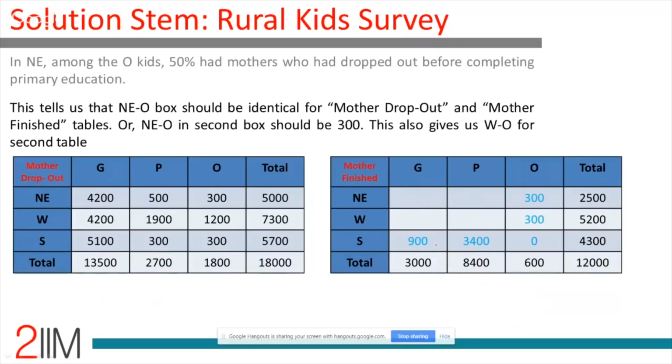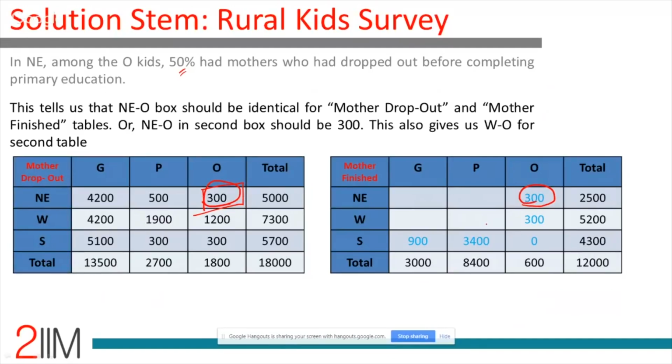In Northeast, among the O kids, 50% had mothers who had dropped out before completing. This number is 50% of the total kids who are not going to school. That means 50% had mothers who had completed primary education. This is 50%, the remaining should be 50%. This is 300. This number here should be 300.